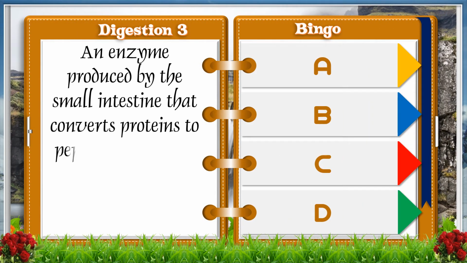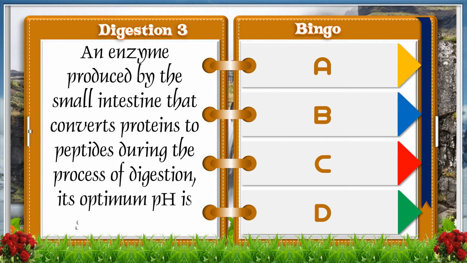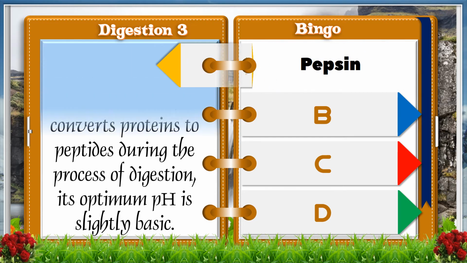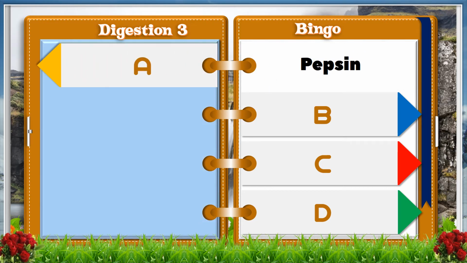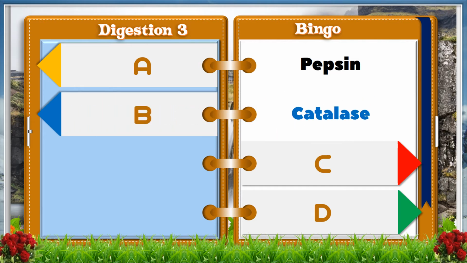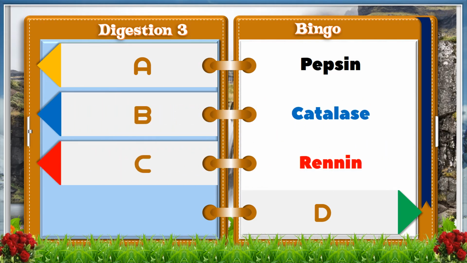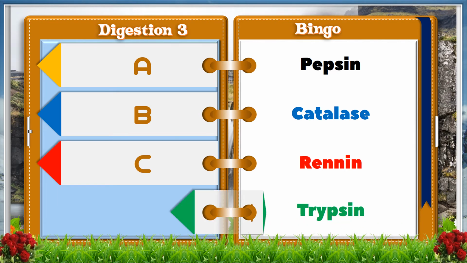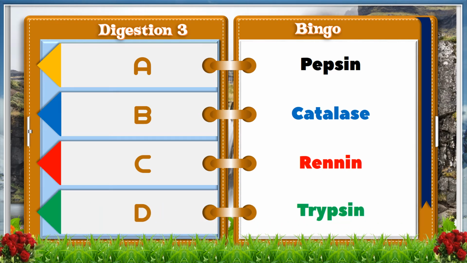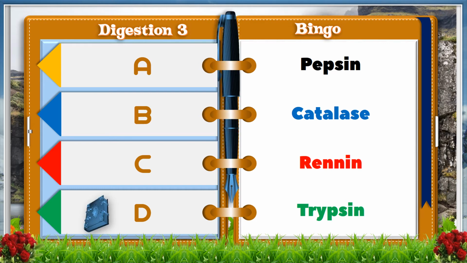An enzyme produced by the small intestine that converts proteins to peptides during the process of digestion. Its optimum pH is slightly acidic. A. Pepsin. B. Catalase. C. Renin. D. Trypsin. And the answer is D. Trypsin.